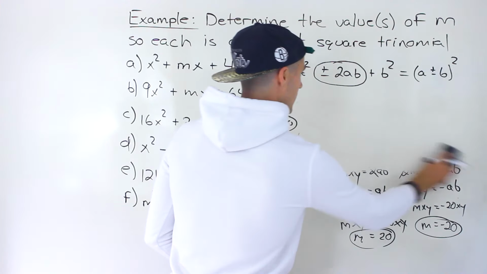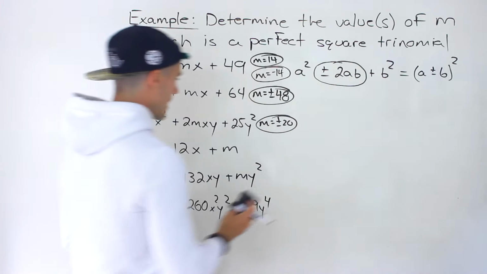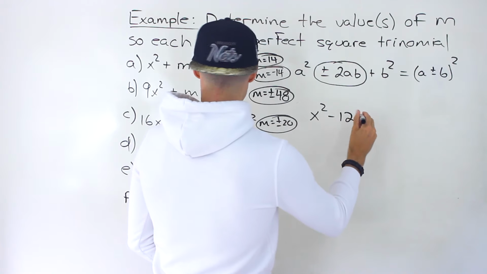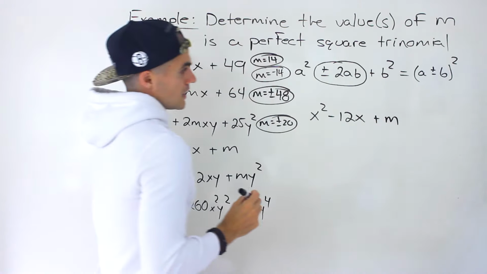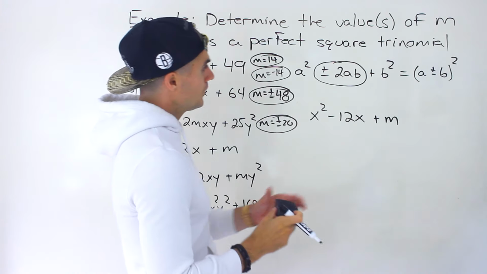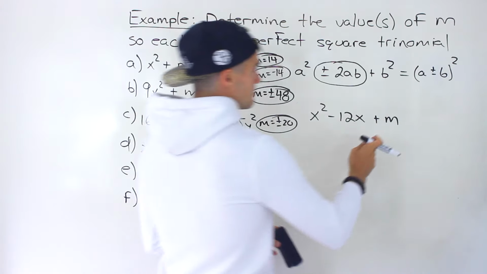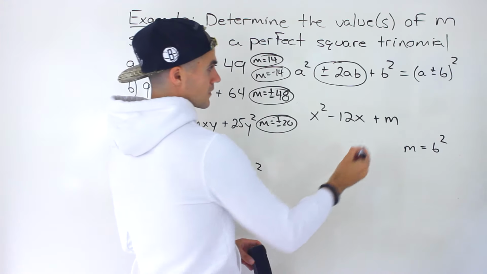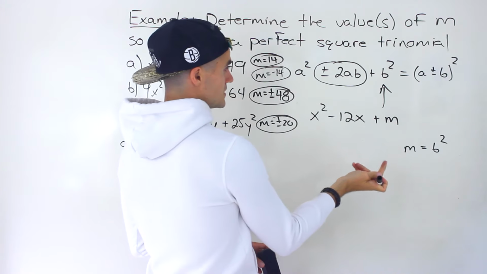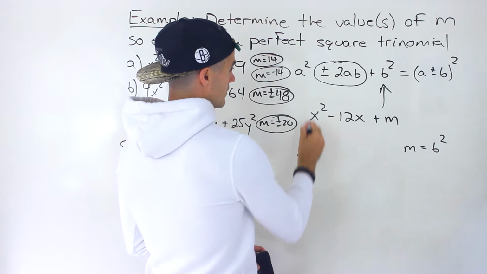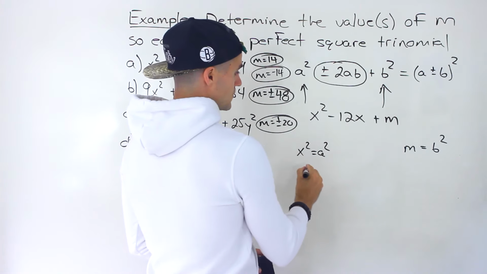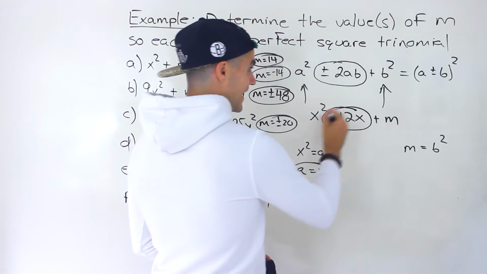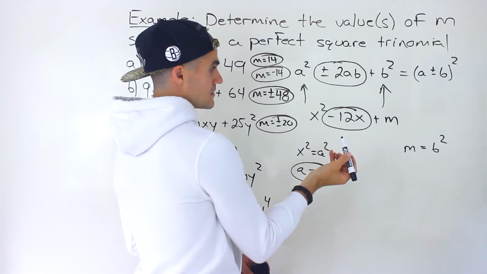So this one here, it's going to be a little bit different because notice where's the m value that we're solving for? It's going to be on the end here. But the same thing is going to apply here. So notice that this m, if we mix and match it, is basically going to equal this b squared, right? This m is equal to the b squared. Now notice here, this x squared is equal to the a squared, and so we could tell that the a value is just going to be x. And then this negative 12x, it's going to equal this middle term.